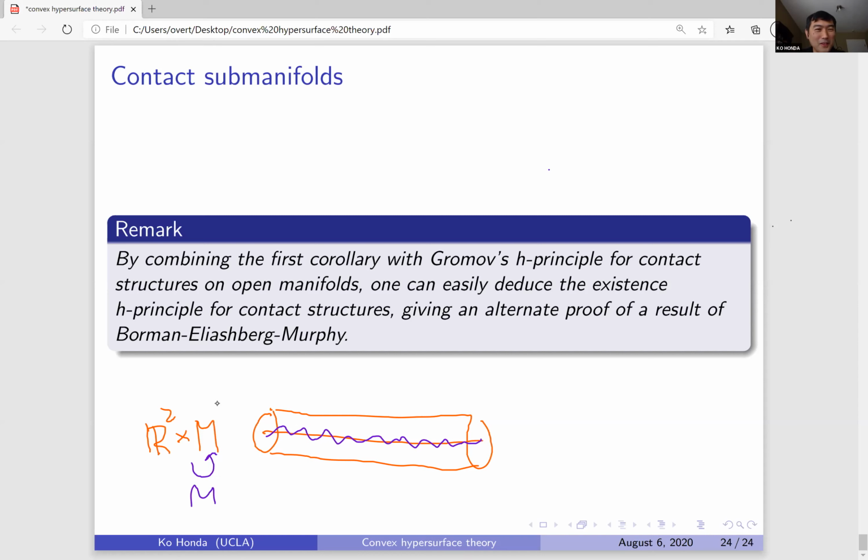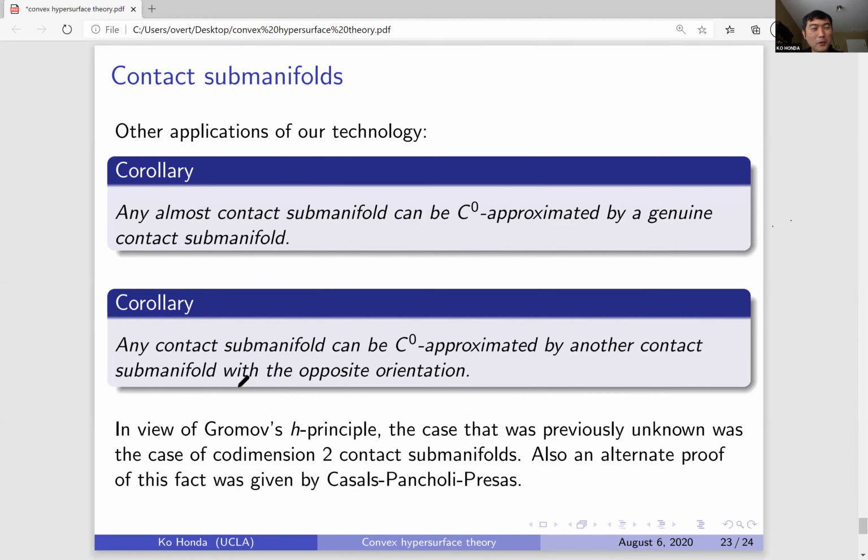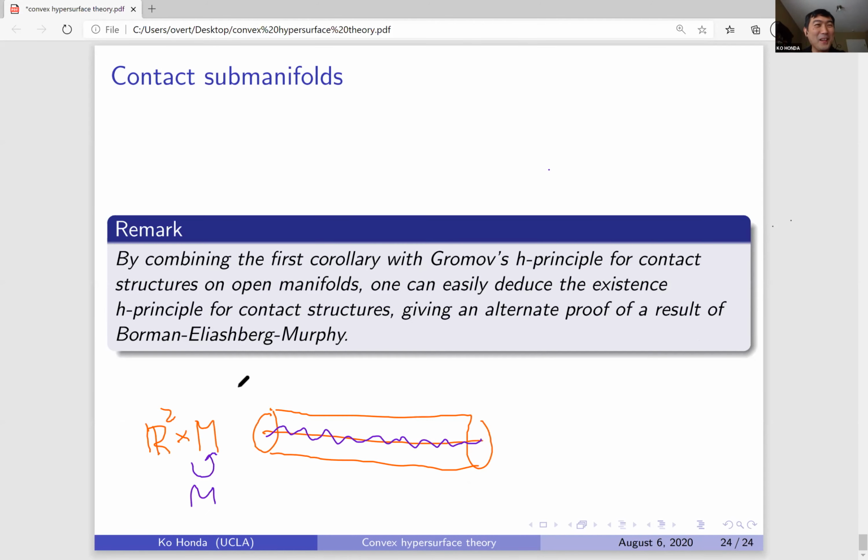The very strange thing is that the Casals, Pancholi, Presas paper actually uses the BEM theorem. So if you want to prove BEM using Casals, Pancholi, Presas, you can't, because it's circular. But somehow our strategy gives you a non-circular new proof of their result, which is sort of nice. Okay, I think that's it for now. Thank you very much for listening.